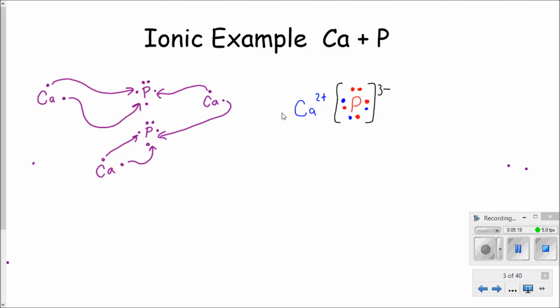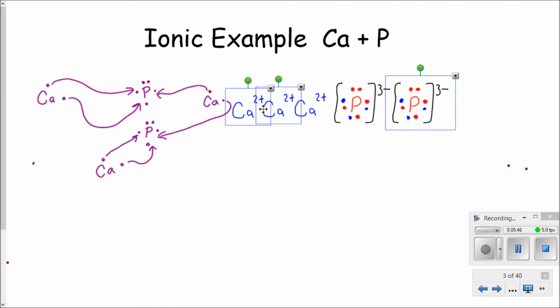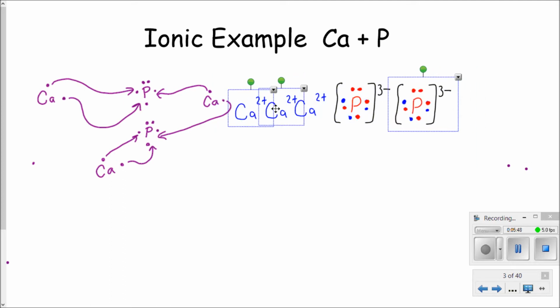So as you can tell, calcium has given up 2 electrons each, so that gets a 2 plus charge, and phosphorus gained those 3 electrons from each one of those calcium, so it has a 3 negative charge. So the Lewis structure will look like this. There will be 3 calciums and 2 phosphorus. This is the Lewis structure right here. Put it aside so you can see it a little bit better. That is it right there.